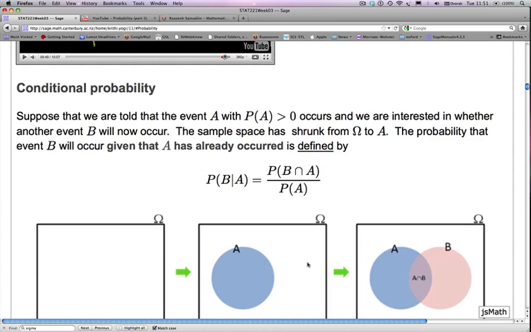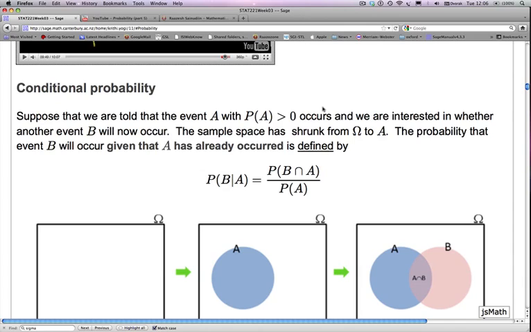So the next topic is going to be conditional probability. Conditional probability is perhaps one of the most important definitions and ideas in probability. Suppose that we are told that the event A, with probability of A being more than 0, occurs, and we are interested in whether another event B will now occur. The sample space has essentially shrunk from omega, the full sample space, to A, the thing that just occurred.